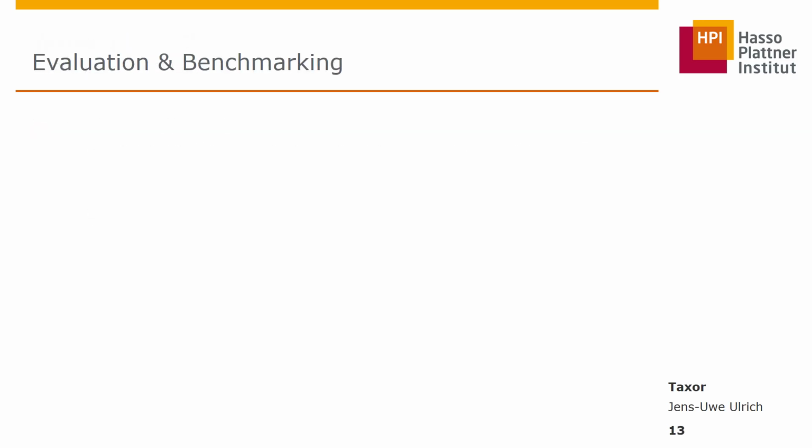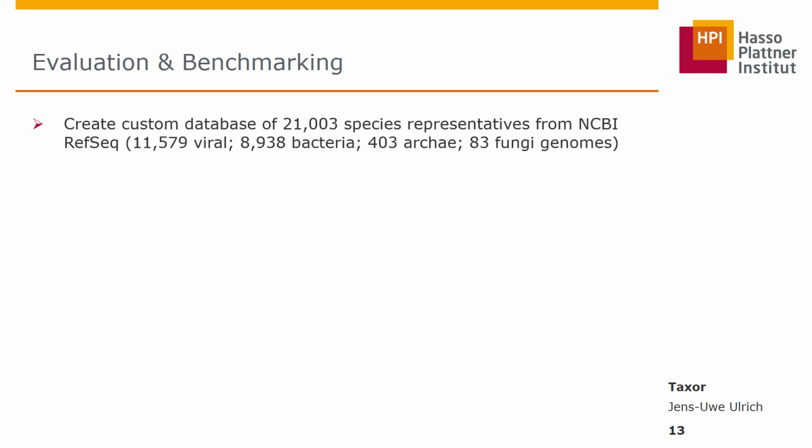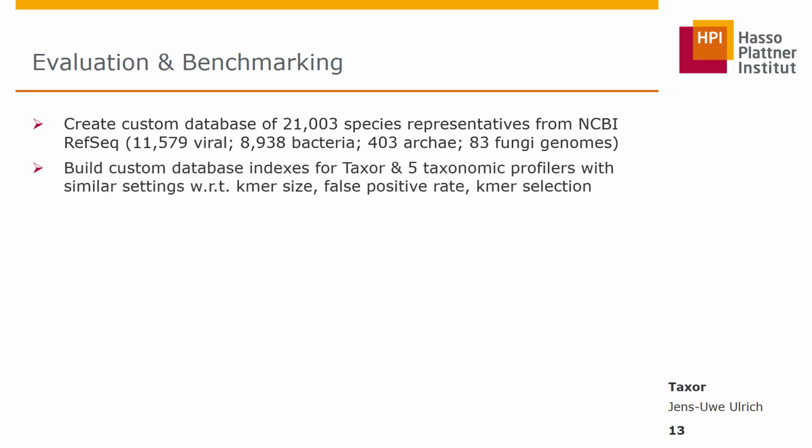To evaluate Taxor, we created a custom database of 21,003 species representatives from the NCBI RefSeq, consisting of 11,579 viral, 8,938 bacteria, 403 archaea, and 83 fungi genomes. Then we indexed this database using Taxor and 5 common taxonomic profilers using similar parameters for k-mer size, false positive rate, and the k-mer selection scheme.